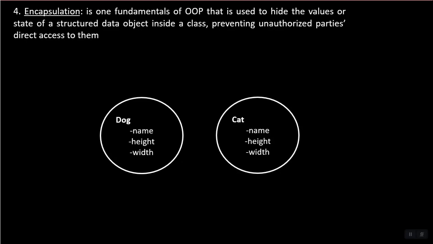For example, we have the dog and cat class. They have name, height, and width. So the dog class cannot access the data, or let's say the properties inside the cat class. And same goes for cat class. It cannot access the data objects inside the dog class. So there's encapsulation, and this encapsulation can be achieved using the private access modifier. We will know more about access modifiers in the following videos.